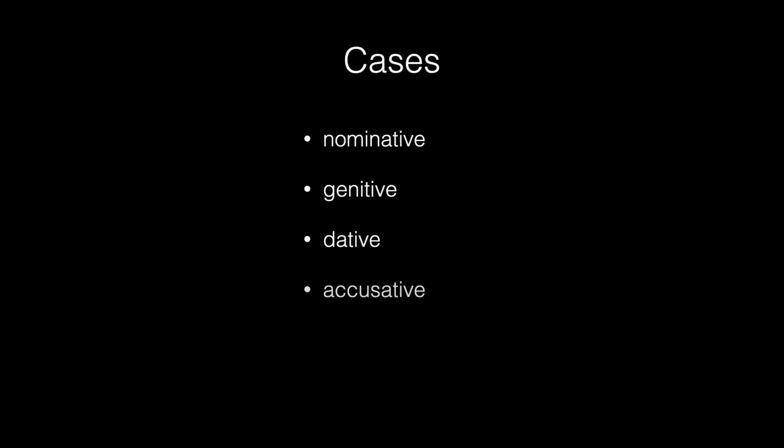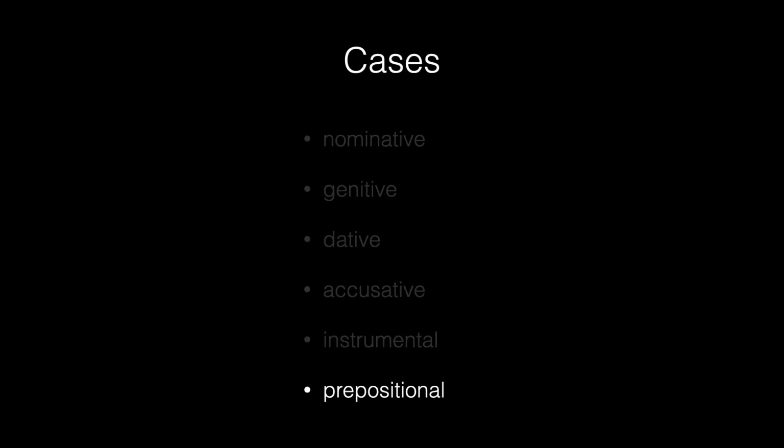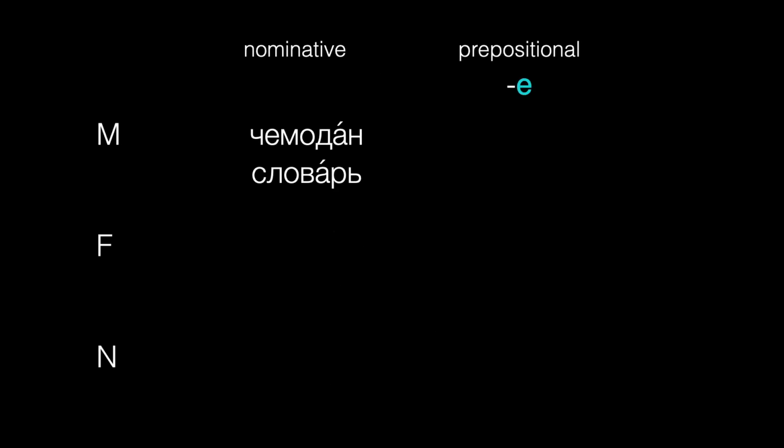Of the 6 Russian cases, there is one which never occurs without a preposition. So it makes sense that it's called the prepositional case. In this video, we'll talk about the prepositional case forms of nouns. Most nouns will take the ending ye, which is added onto masculine nouns. Чемодан, в чемодане. Словарь, в словаре.